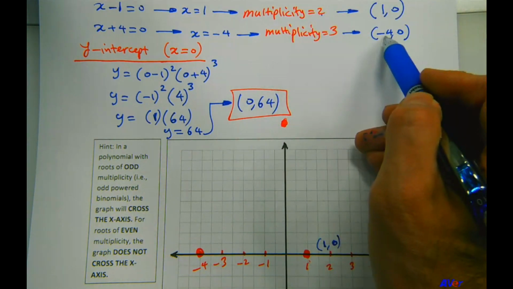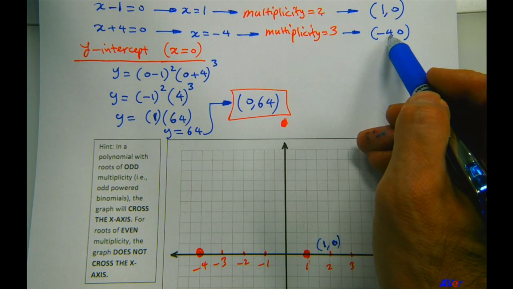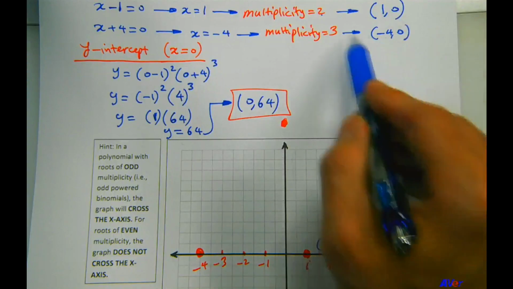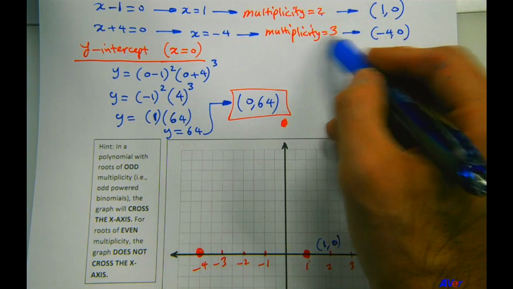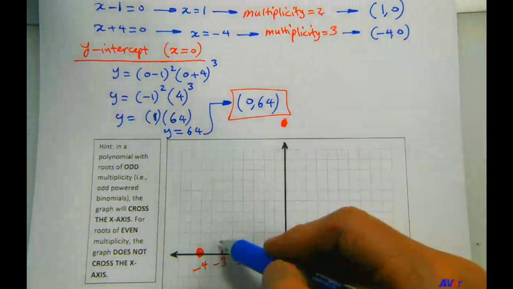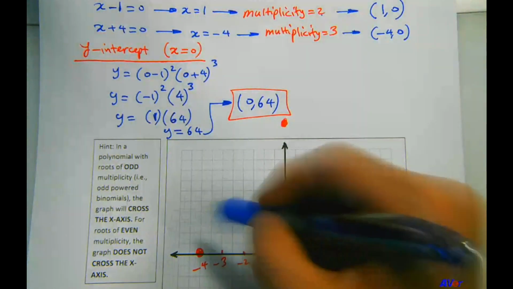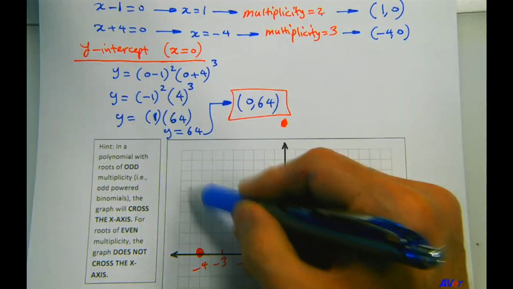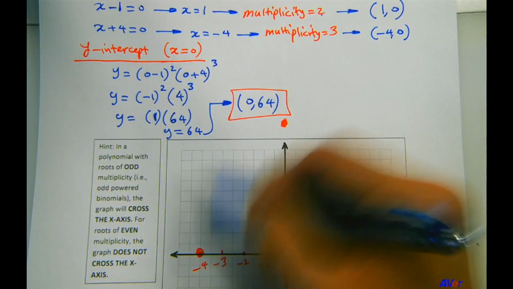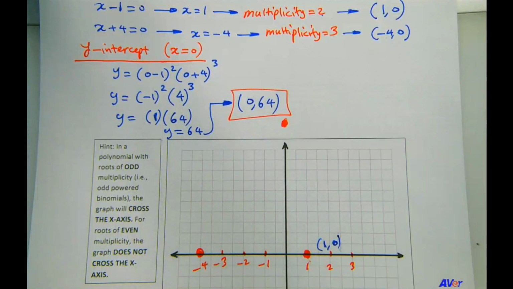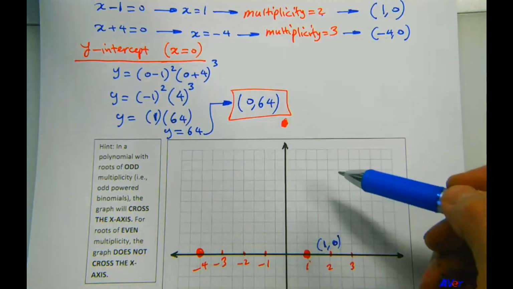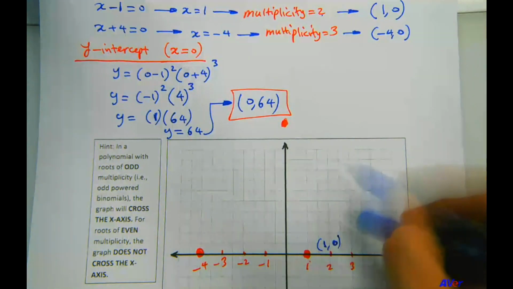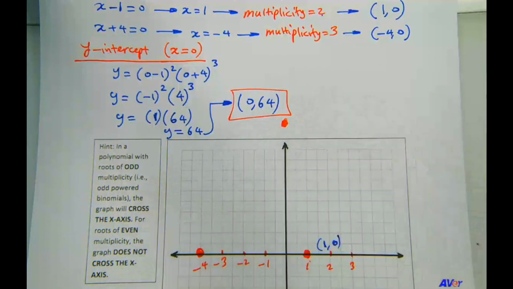But this one, at minus 4, 0, the graph will be going through the x-axis because the multiplicity is odd. So at this point, the graph will hit it, whether it's coming from this side or that side. It'll hit it and it'll cross it. Okay? But from which side? From which side the line is coming from? We have to have an idea about that.